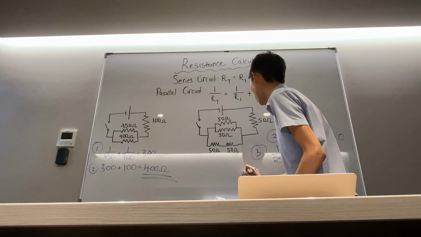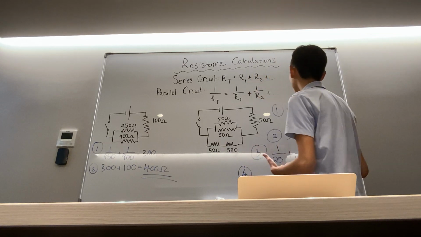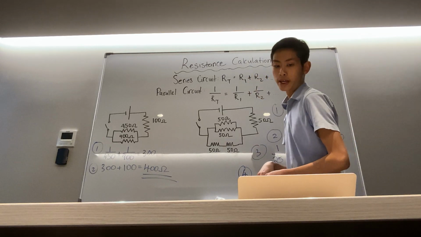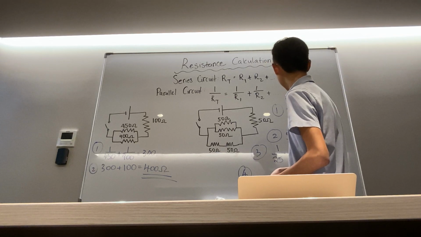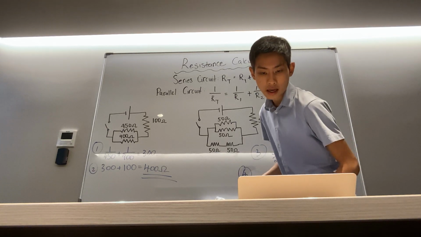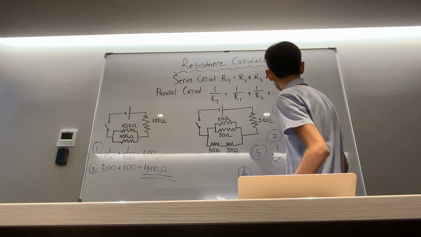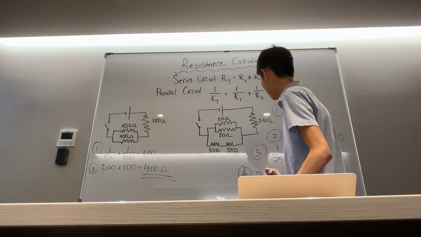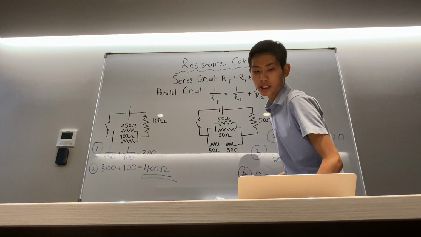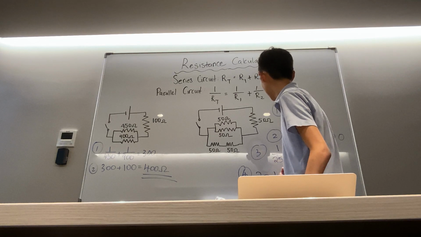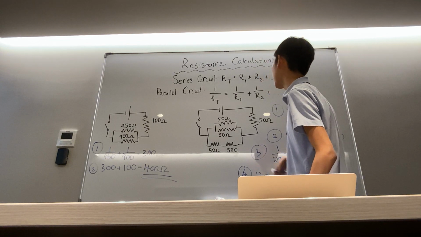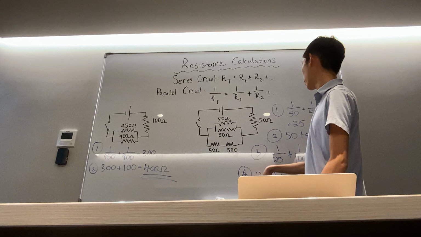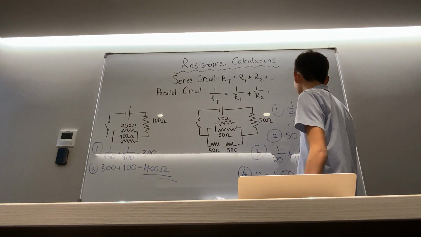So step number 4, which is the final step, is to combine the two of them, right? So that's going to be 20 plus 50, because this is 20 and this is 50. So 20 plus 50 equals 70.